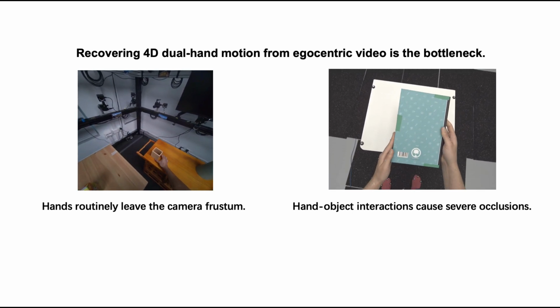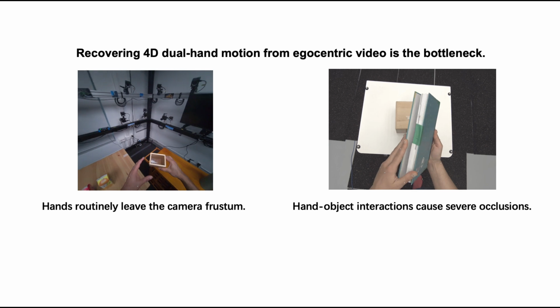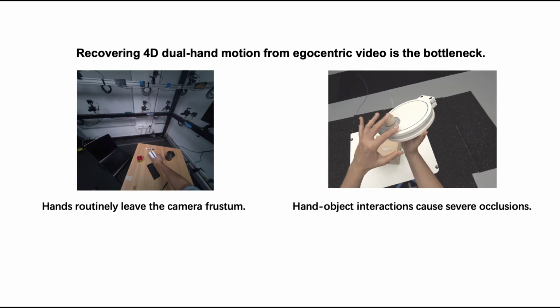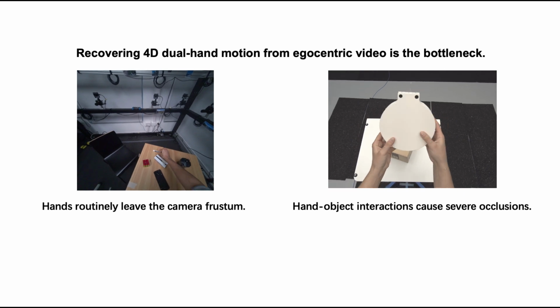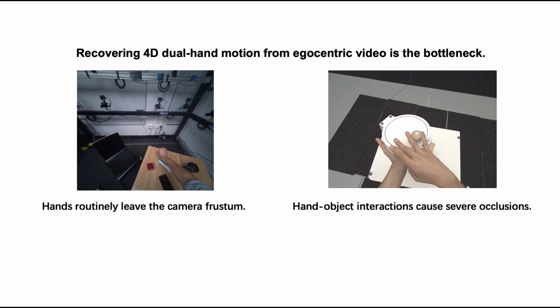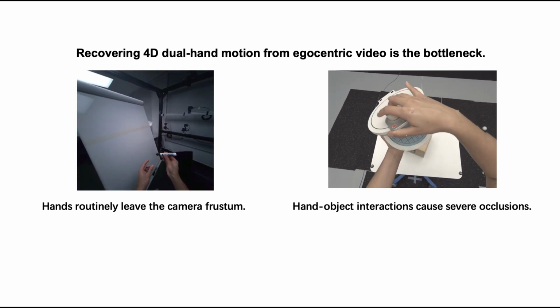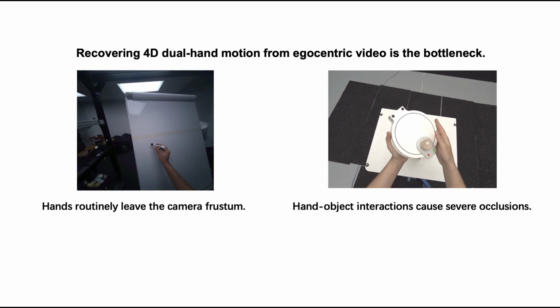Two challenges dominate. First, coupled head and hand motion causes either hand to leave the camera frustum for many consecutive frames. Second, persistent hand-object interactions during dexterous bimanual manipulation introduce severe, asymmetric occlusions of one or both hands.